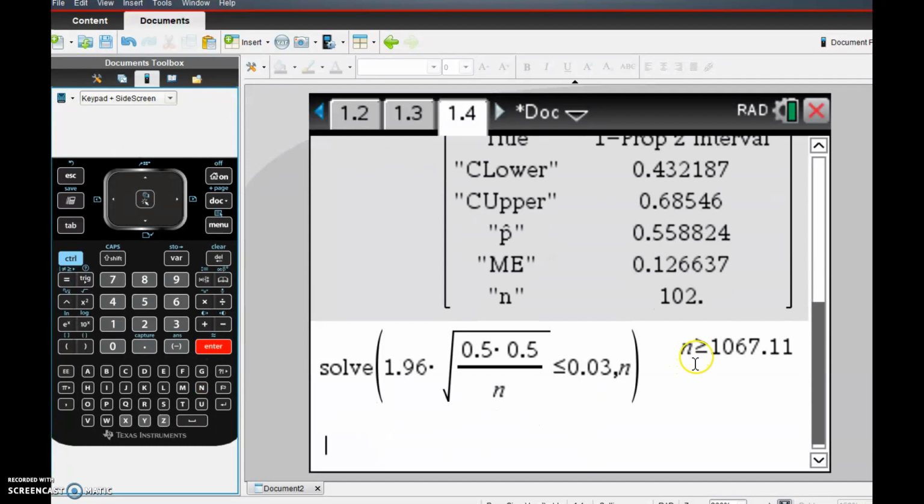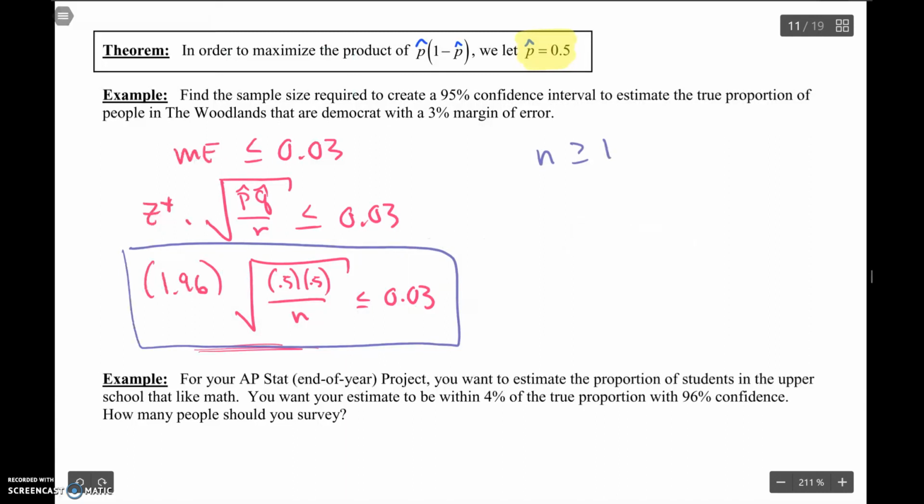Our sample size needs to be greater than or equal to 1067.11. Because we're talking about people, we can't do fractions, and we can't round it down because it wouldn't be enough, so we need to round it up to 1068.